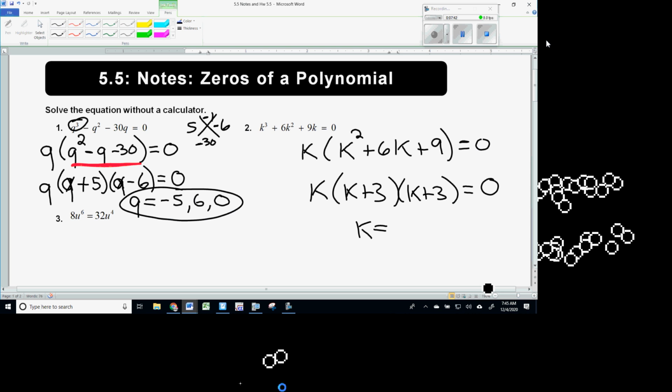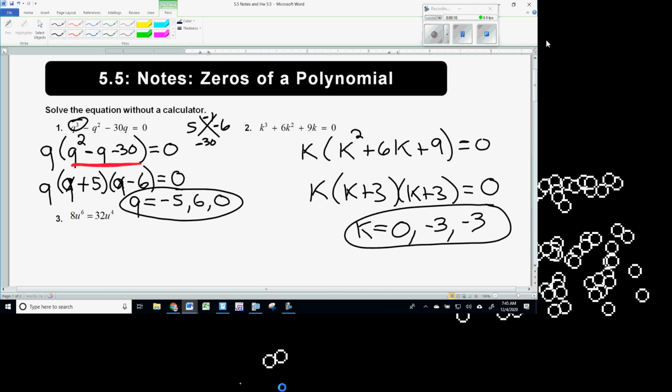K gives you what is the answer when it's just a variable? 0. K plus 3. Negative 3. Now, I'm going to write these both down right now, just because, as we said, that's a cube, so how many answers should it have? 3. So it does have 3.